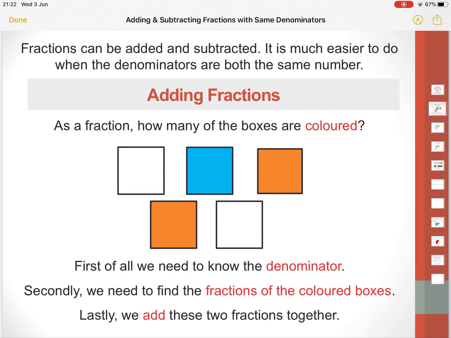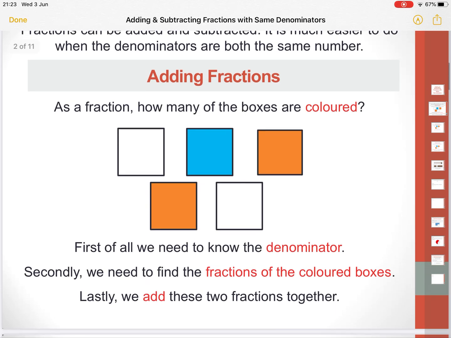I have this diagram, boys. I have 5 squares. I have one of them colored blue, right? And 2 colored orange. And the question is, as a fraction, how many of the boxes are colored, right? Since we have 5 boxes, the fraction is always out of 5. The denominator is always 5 because I have 5 boxes. But first of all, we need to know the denominator. And here, the denominator is 5, all right? Since I have 5 boxes.